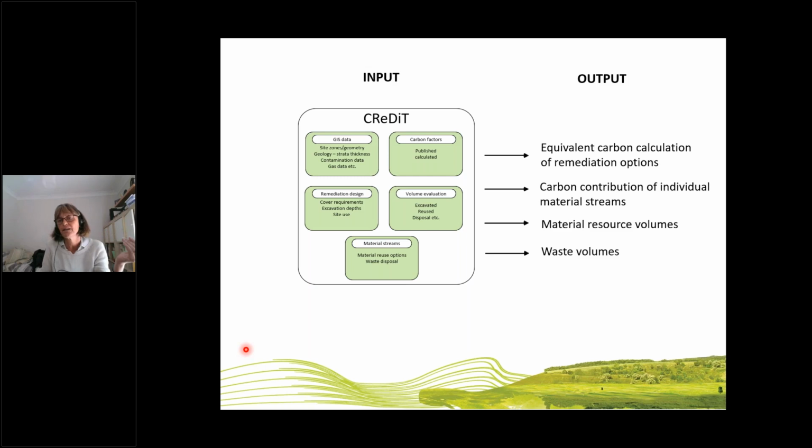But what I didn't realize is we also get other stuff. We also get the carbon contribution of the different streams. I get a lot of volumes, which is actually really useful. What are the waste volumes and what are they? So that just came out as a byproduct of the software, but it's actually proved very useful. So that's the background to it all. That's what CReDiT remediation sort of is. I thought the best way to do it is to show you.